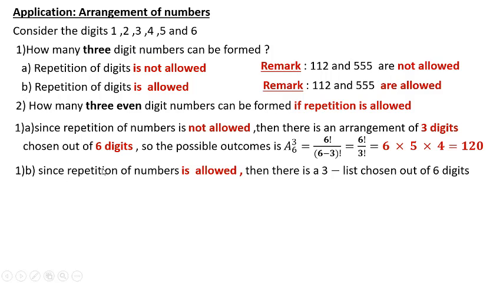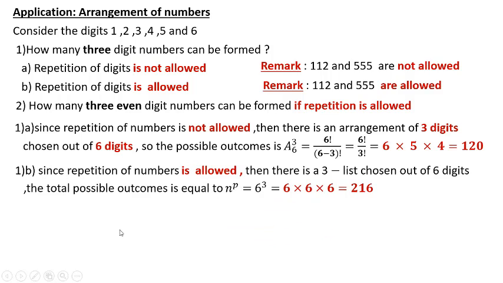Based on the fact repetition of numbers is allowed, in this case there is a 3-list chosen out of 6 digits. So the total possible outcomes is n power p, equal to 216.